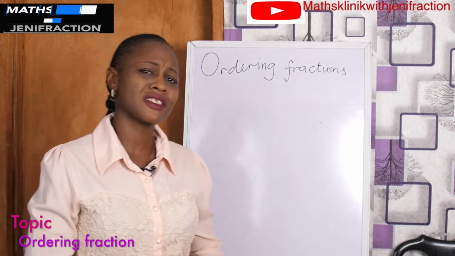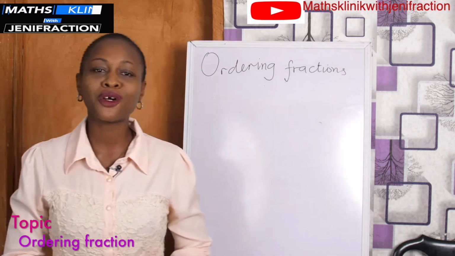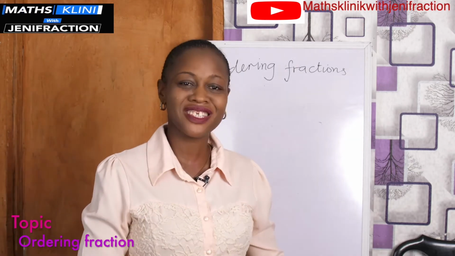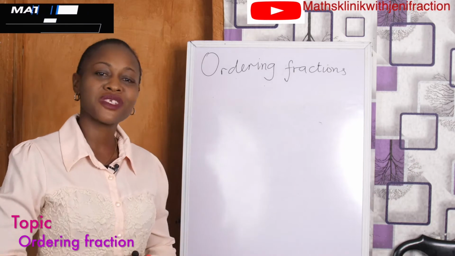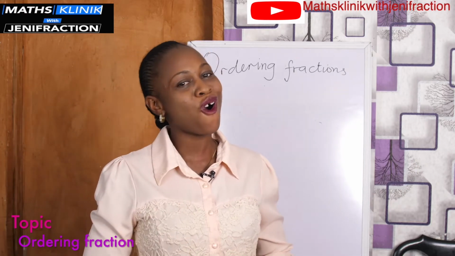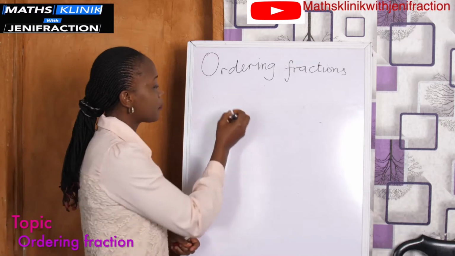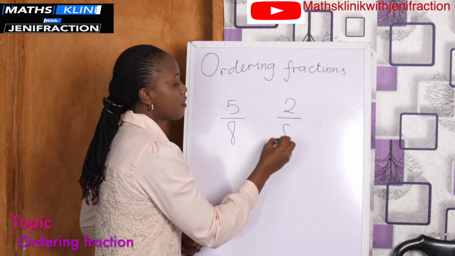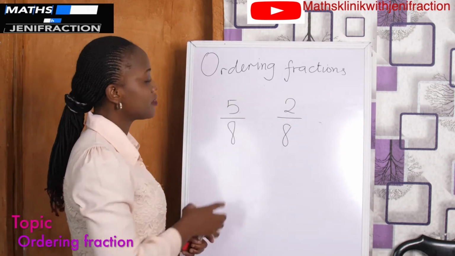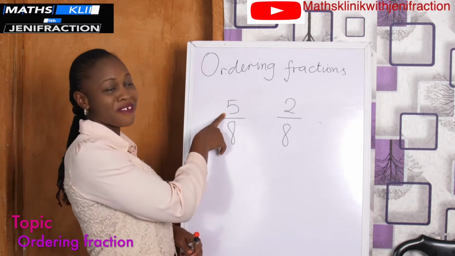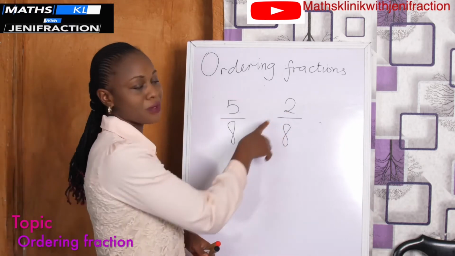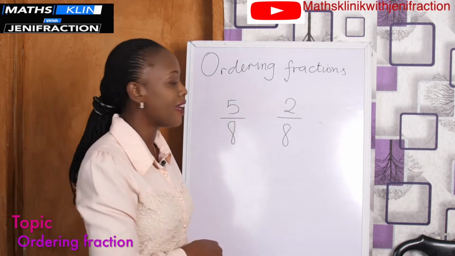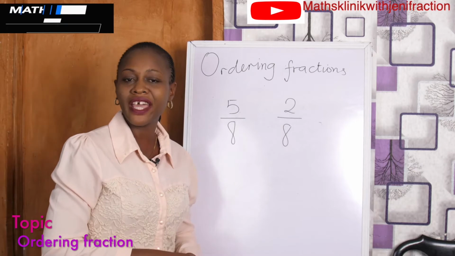When ordering fractions of the same denominator, they are called like terms. In this topic, we're going to be treating comparing fractions with greater than, less than, or equal to. Let's take this for example. We have 5 over 8, and we have 2 over 8. They are the same denominator. 5 is bigger than 2. Therefore, 5 over 8 is bigger than 2 over 8.